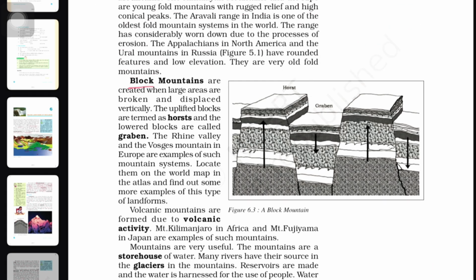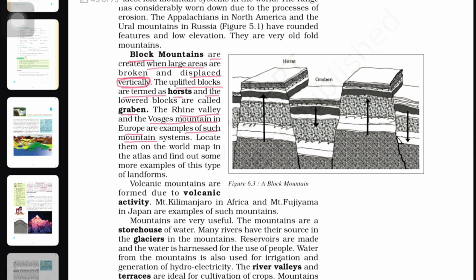After fold mountains, there come our block mountains. They are created when large areas are broken and displaced vertically. Okay, not horizontally, it's vertical. The uplifted blocks are termed as Horst and the downthrown blocks as Graben. The Rhine Valley and the Vosges Mountain in Europe are examples of such mountain systems. Locate them on the map, okay? So block mountains are basically displaced and broken in vertical forms. You can see this image, the Horst and the Graben. Here you see that one is at a higher elevation, and the second one is at a lower elevation.